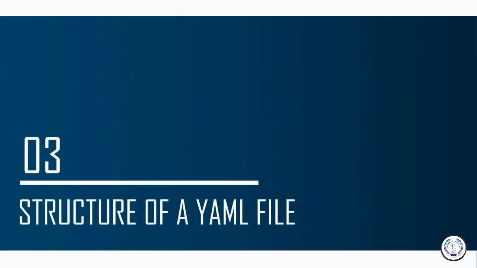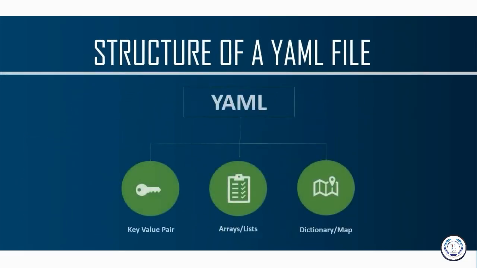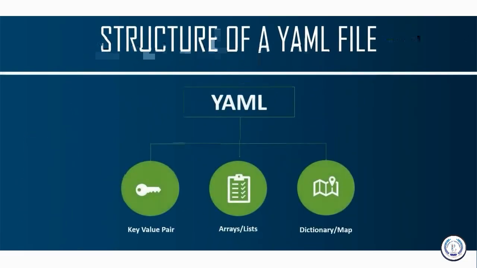Now let's move ahead and talk about the structure of a YAML file. There are three building blocks of a YAML file. The first one is a key value pair. The second one is arrays and lists. And the third one is dictionary or map. The basic type of entry in a YAML file is a key value pair. After the key and colon, there is a space and then the value.